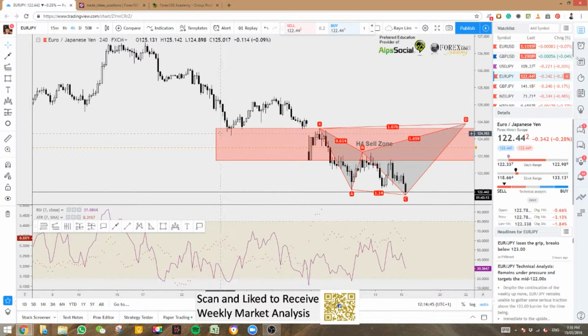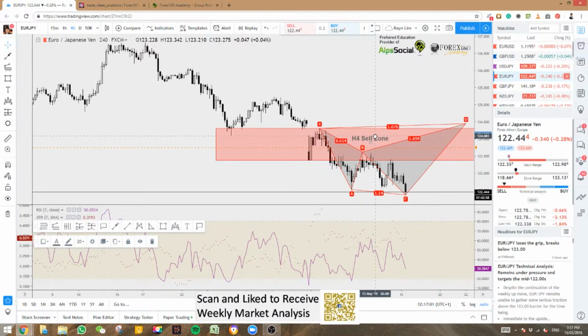4-hour chart, this is the sell zone I'm looking for, a trading opportunity with this setup. If the market touches C point and it never goes deeper, then the price I'm looking to short is 124.47 for a selling opportunity based off the bearish shark.